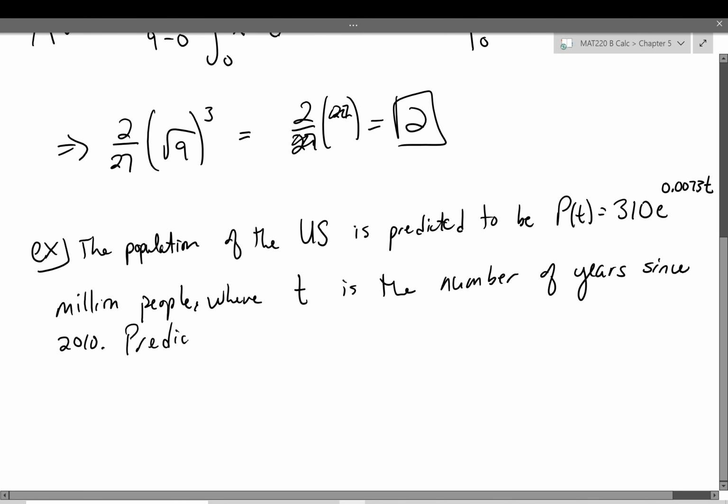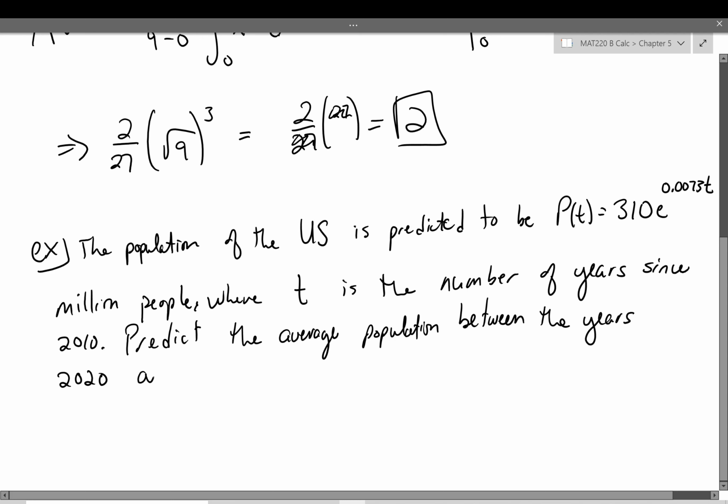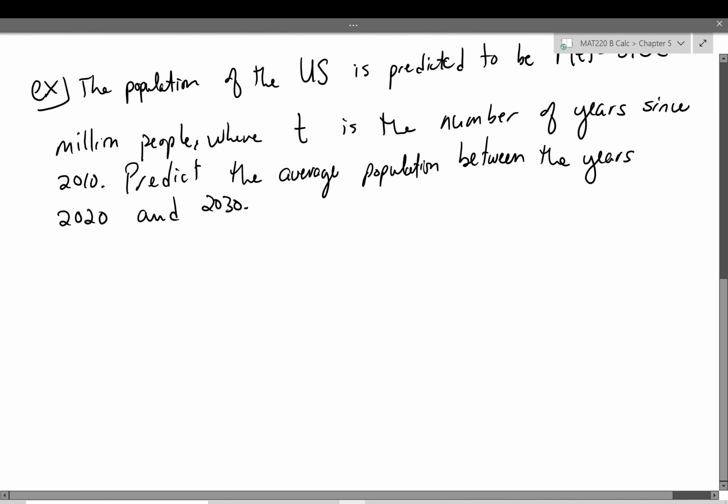Predict the average population between the years 2020 and 2030, which is the time frame that we are living right now. So as soon as you see the word average, you should be thinking, okay, I'm going to use that average value formula.